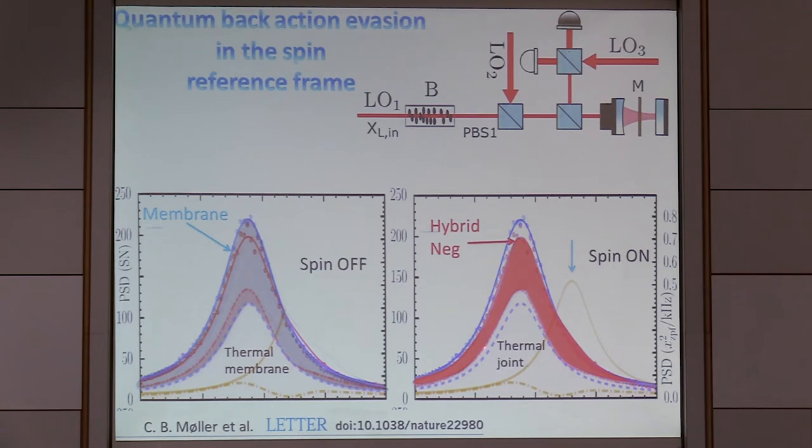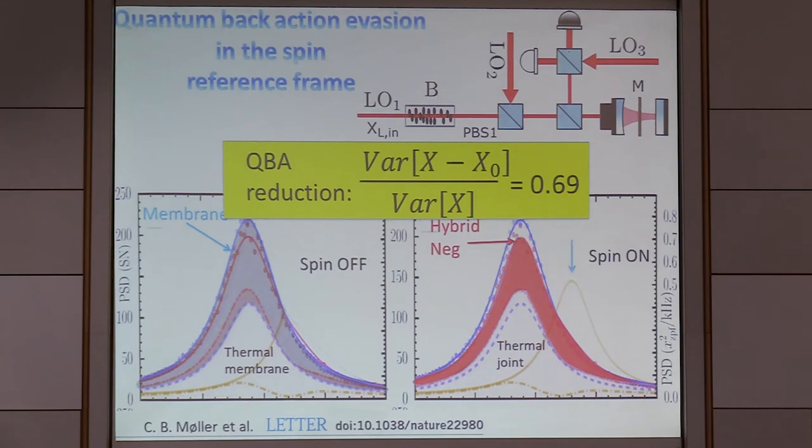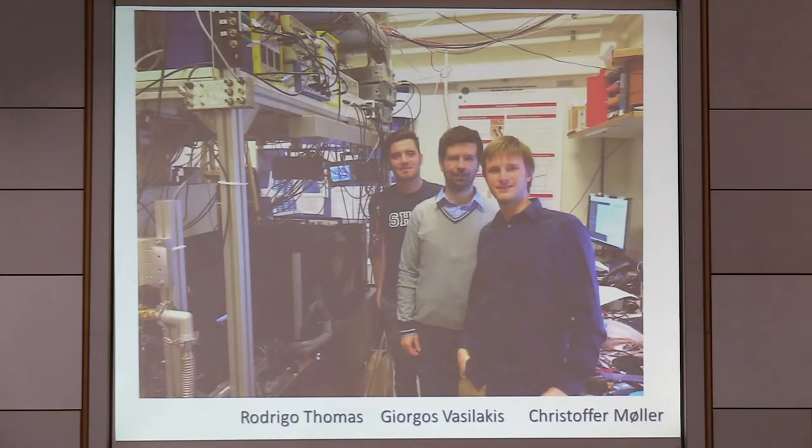So the thermal joint noise, which is the thermal noise of the membrane, close to the ground state, but still, plus the thermal noise of the spins, is greater than just the thermal. And the overall is smaller, so that means that the quantum back action is significantly reduced. What's significant? Significant is 30%. Limited by losses, work in progress, definitely can be done better, but demonstrated that it works.